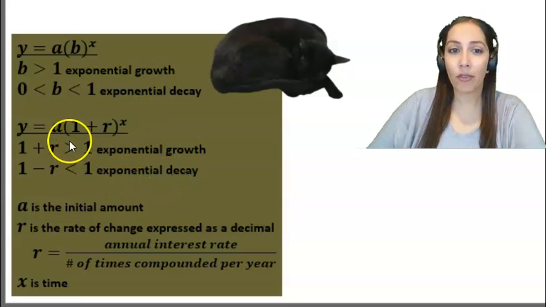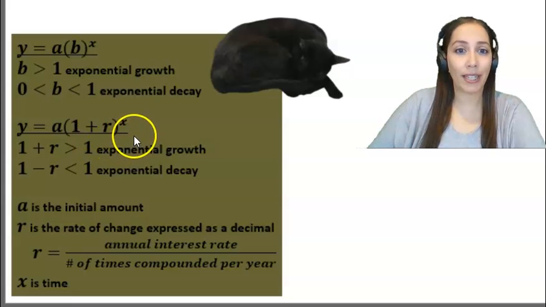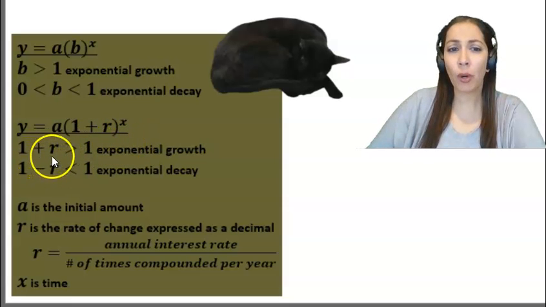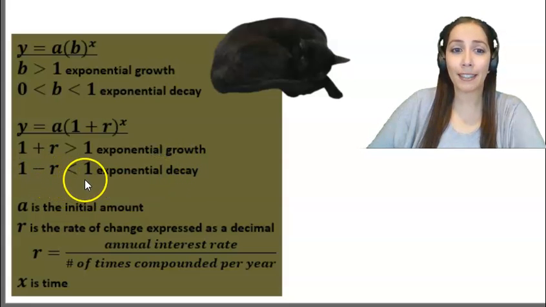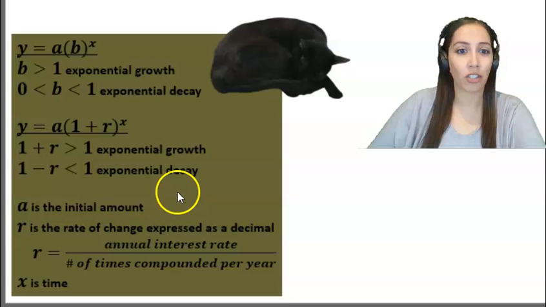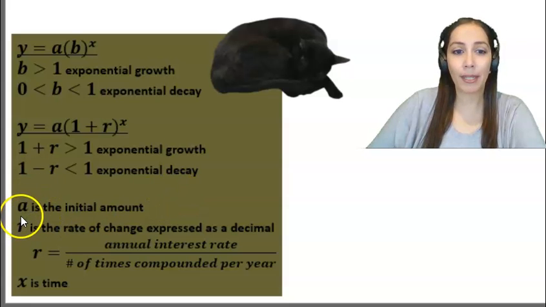If you have it in the form y equals a times the quantity 1 plus r raised to the x power, if 1 plus r is greater than 1, it's exponential growth. If it's 1 minus r is less than 1, it's exponential decay. Now, in the formula, a is the initial amount, r is the rate of change expressed as a decimal, and x is time.